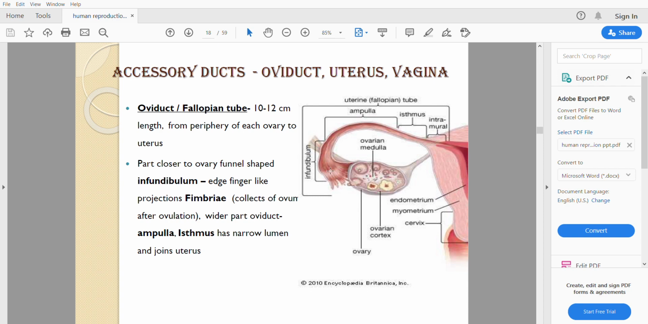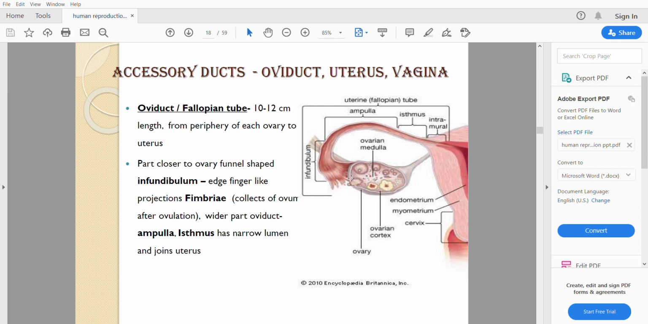It extends from the periphery of the ovary, and it joins with the uterus on the other side. If you take the parts of the oviduct or fallopian tube, the first part is called the infundibulum, the second part is called the ampulla, and the last part is called the isthmus. The infundibulum at its anterior end has finger-like projections. These projections are called the fimbriae.